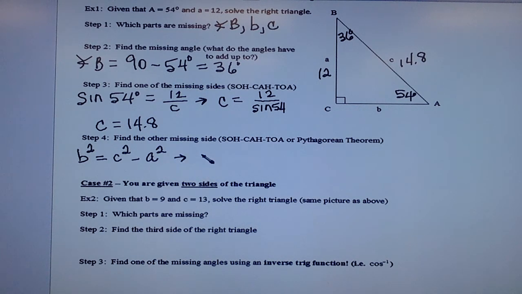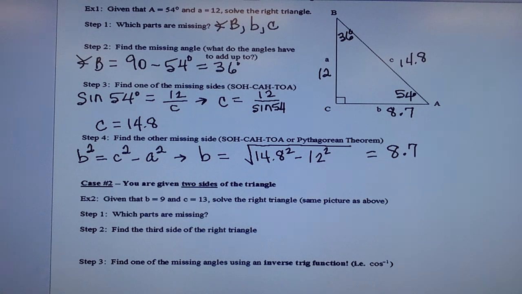I'm looking for side B, so B is going to equal the square root of C squared, which is 14.8 squared, minus A squared, which is 12 squared. When you put all of that in the calculator, you should get 8.7. If you didn't, just go back and look at what you input into the calculator to make sure that you got the right answers. Okay, so as stated earlier, a triangle has 6 parts. As it seems here, I found all the parts of the triangle. Therefore, I have solved this triangle.